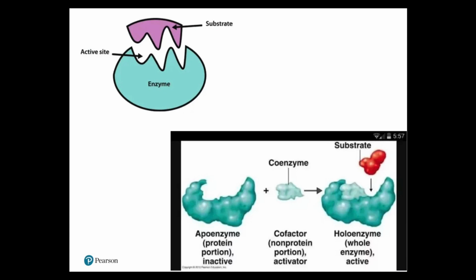So an enzyme is made up of the apoenzyme, which is the protein portion that's inactive, the cofactor, the non-protein portion that is the activator, and the holoenzyme, which is the whole enzyme. It's the active enzyme that is going to interact with a substrate to produce a product.